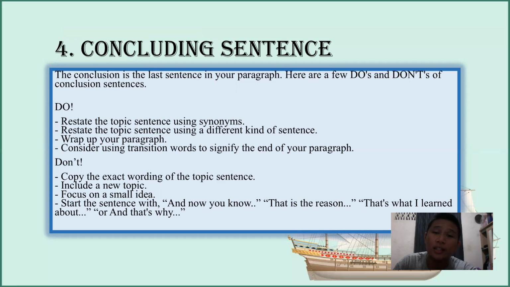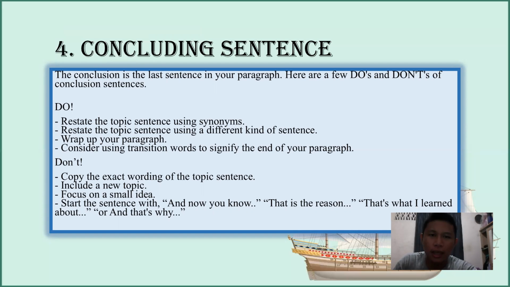This is why it is important for us to be able to write an effective concluding sentence. For each paragraph, readers like us should be able to identify what our key points are based on the concluding sentence. And don't forget, it should not conclude any information that was not discussed in the paragraph. And here are a few do's and don'ts of a concluding sentence. I will read them to you guys.